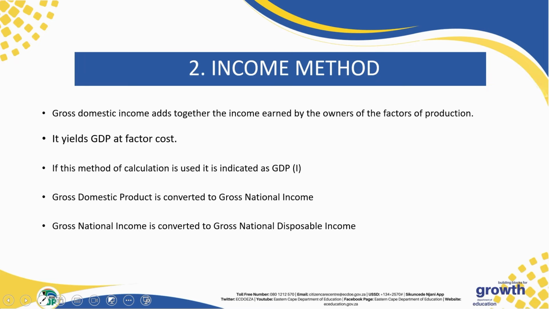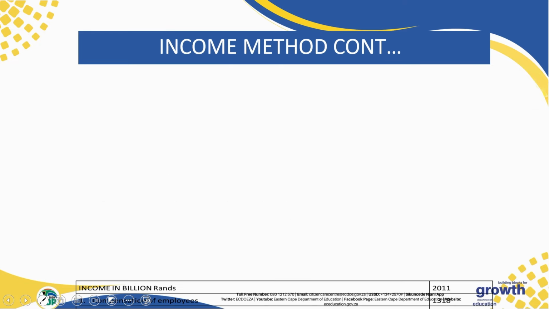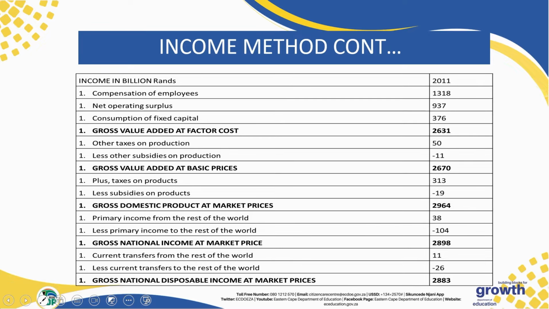So this method is also called the GDPI, because it yields an income. Then at a later stage, we are going to convert within this particular method from GDP, that is gross domestic product, to the gross national income. So at a later stage also, we are going to use this particular method to convert from gross national income to the gross national disposable income. We're going to explain them at a later stage. So let's look at the income method. If we talk about the income method, it will be similar to this one.